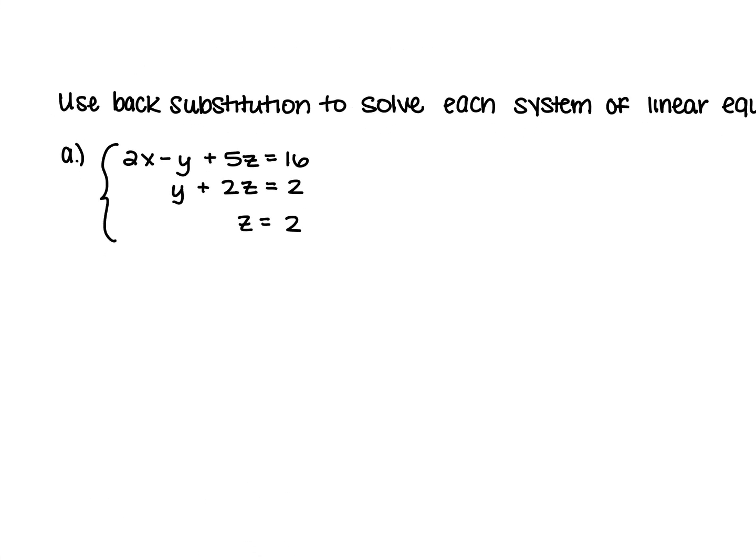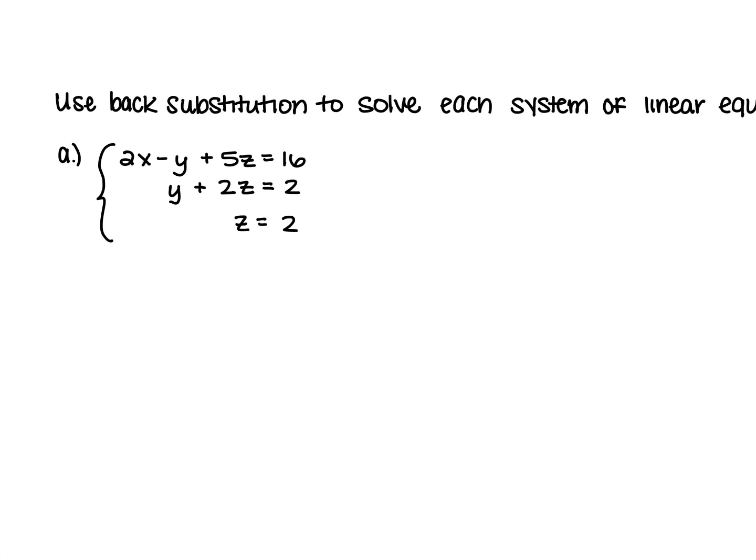For our next example, we have 2x minus y plus 5z is equal to 16, y plus 2z is equal to 2, and z is equal to 2. So we're going to take that z, plug it into the middle equation to find y. So that's y plus 2 times 2 is equal to 2. That simplifies to y plus 4 is equal to 2. Subtract your 4 over, you get that y is equal to negative 2.